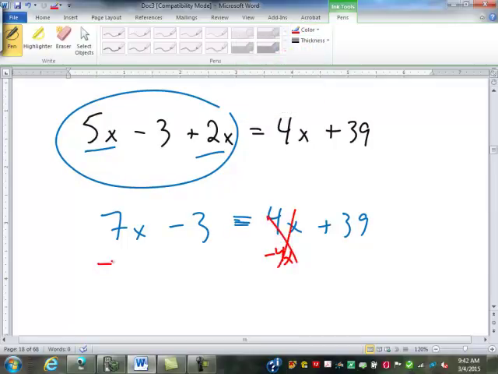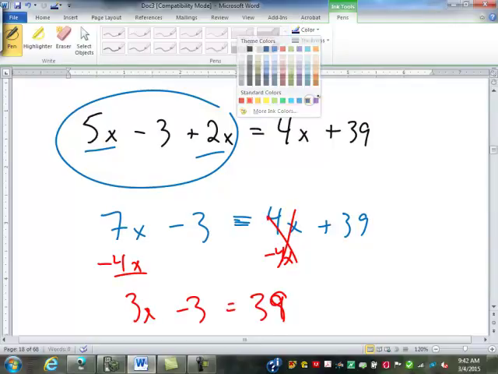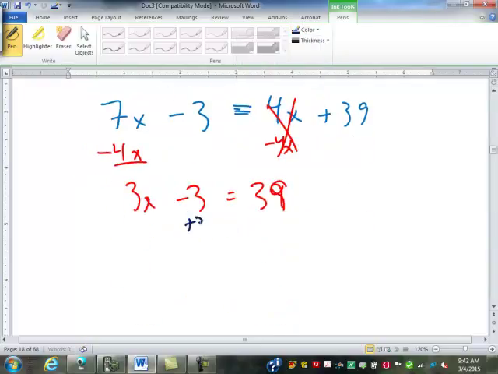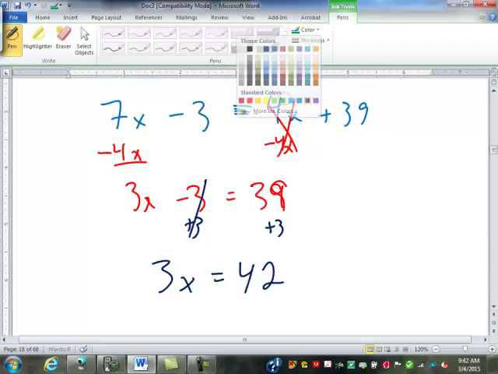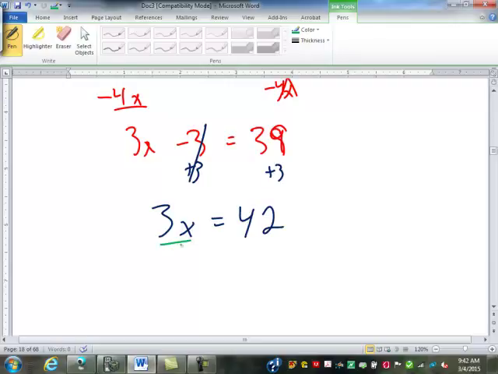The smaller. So now we have 3x minus 3 equals 39. We'll add the 3. You've got to get rid of the minus 3. So 3x equals 42. And then we divide by 3. x equals 14.